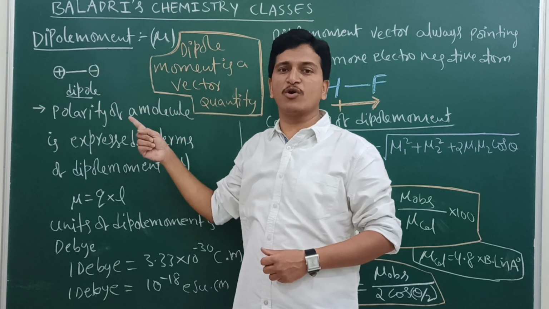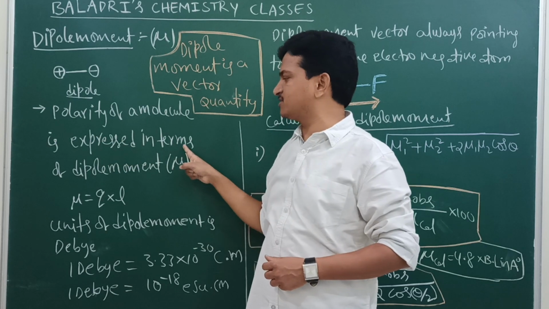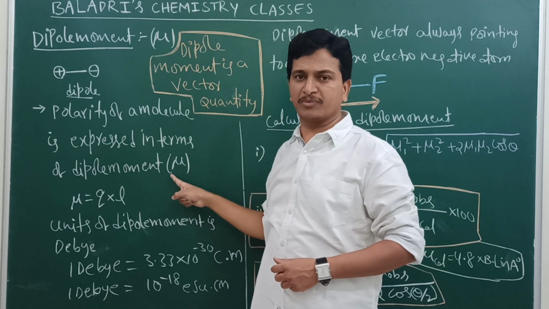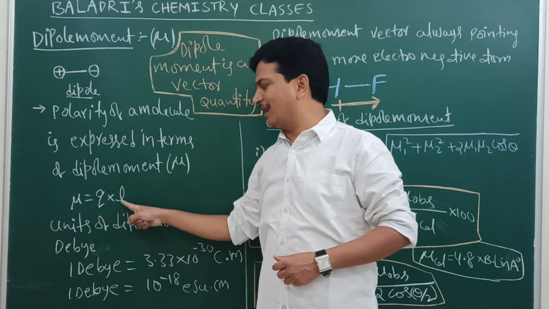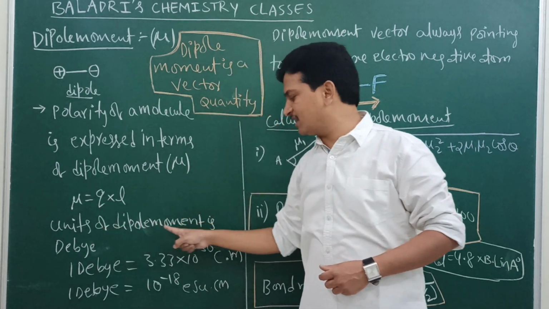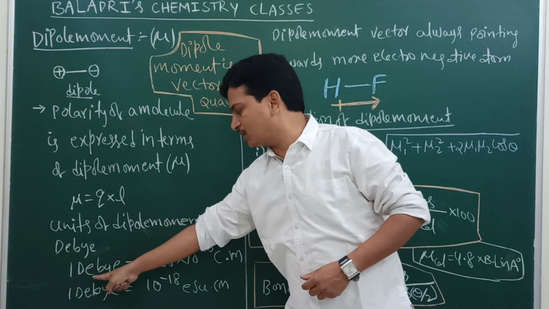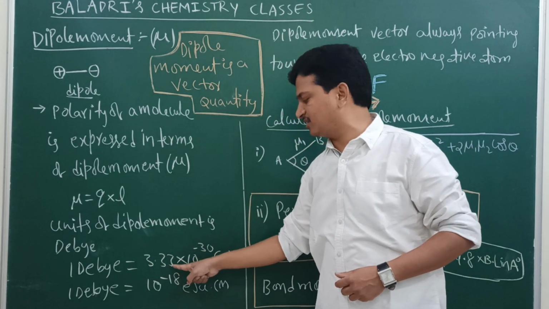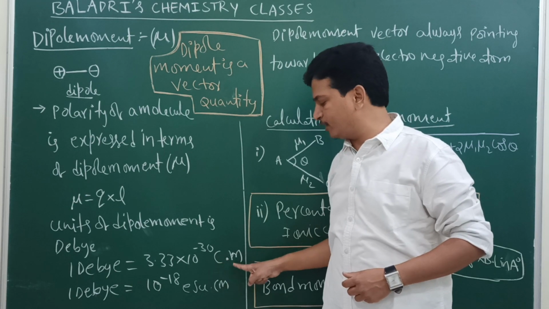It is a measure of the polarity of the bond. The polarity of a molecule is expressed in terms of dipole moment. Now how can you find dipole moment? Dipole moment mu is equal to Q into L, charge into the distance between them. And the unit of dipole moment is the debye. 1 debye is equal to 3.33 into 10 power minus 30 coulomb meter.